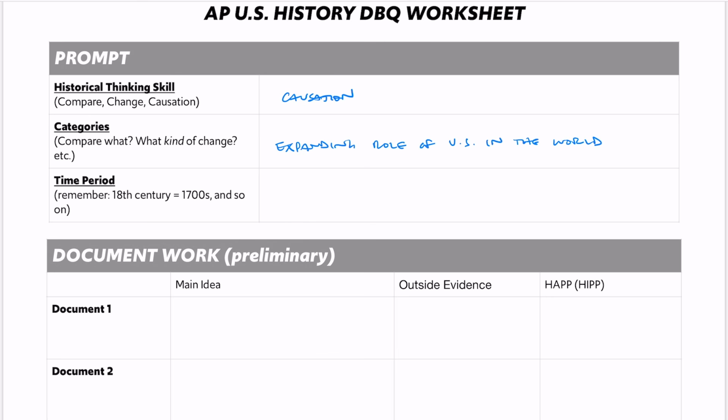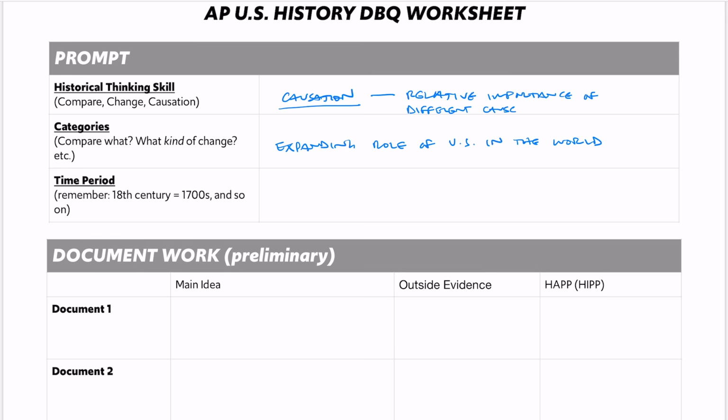And let's not forget, it's not just asking me about the causes of the expanding role of the United States in the world, it's asking me about the relative importance of the different causes. In other words, there's going to be some causes that are more important, some causes that are less important, and it's up to me as the one writing this essay to establish which of them are more important, which are less important. Okay, and now the time period, just to make sure I don't forget where I'm writing, and that is 1865 to 1910. Okay, I think I have a pretty good understanding of what they're asking me to do in this prompt, and so now let's go back and read the documents.